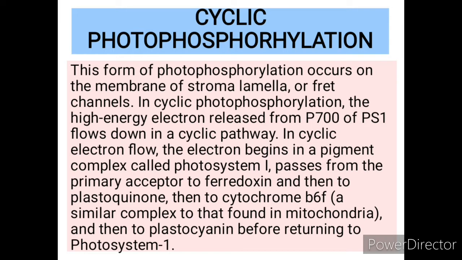In cyclic electron flow, the electron begins in the pigment complex called photosystem first. The transfer takes place through electron carriers present in the photosystem. It passes from the primary acceptor to ferredoxin, then to plastoquinone, then to cytochrome b6f, which is a complex similar to that found in the mitochondria, and then to plastocyanin, before returning to photosystem first.